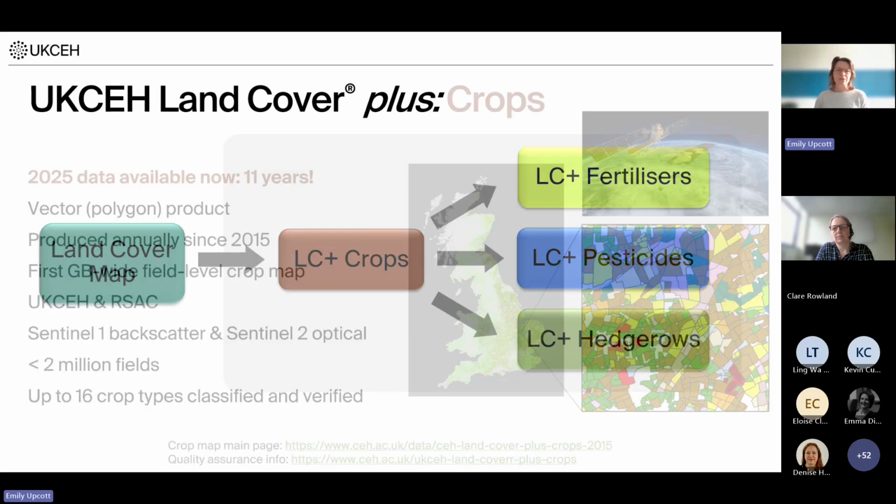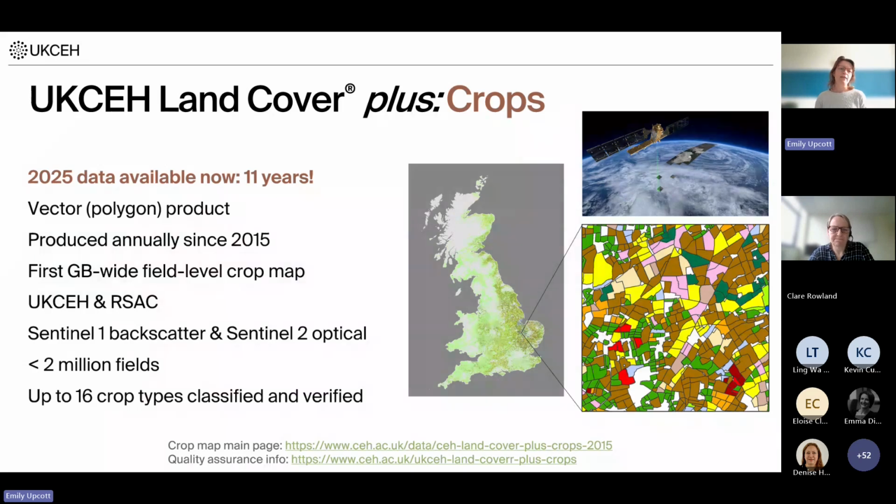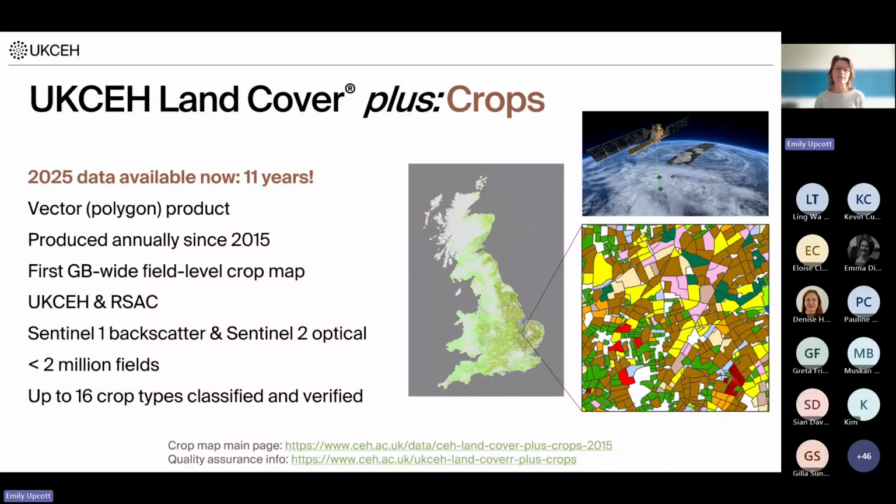So if we start with the crops maps, we now have data for 2025, so that brings us to 11 years of data, which is exciting. It's a good time series to have. The crop map is a vector polygon product, and this is produced annually since 2015. It was the first Great Britain-wide field-level crop map produced jointly by UKCEH and Remote Sensing Applications Consultants.